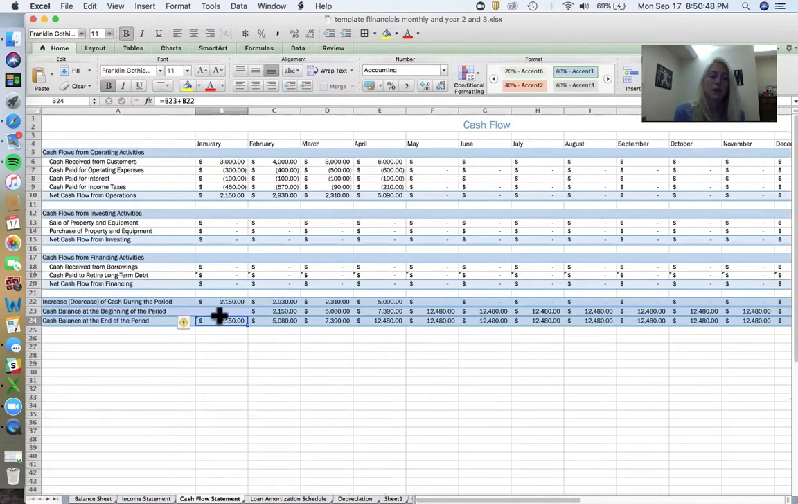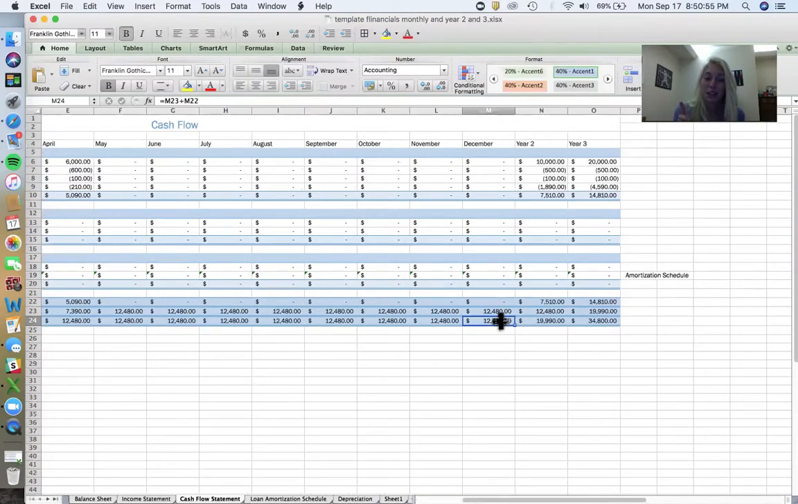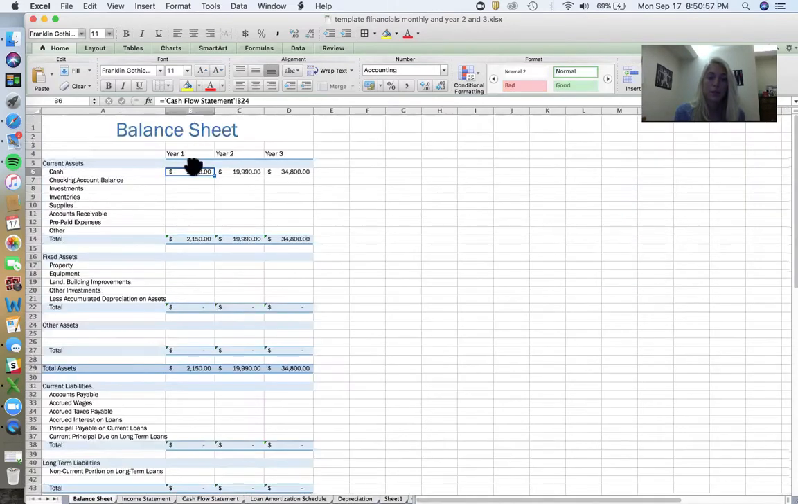So then your cash will come directly from your cash flow statement. It's going to be this number right here, cash balance at the end of the period. Well, no, sorry. It's going to be the December cash balance at the end of the period. Okay. Checking account balance. If you have a checking account balance, a lot of students don't fill this in because it's a lot of extra work to kind of keep that separate. Probably don't have anything here.